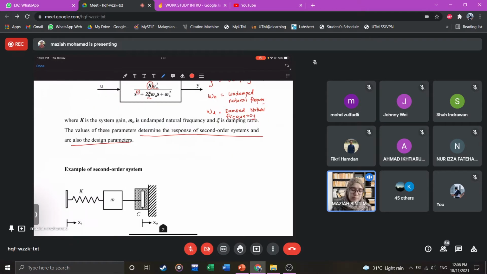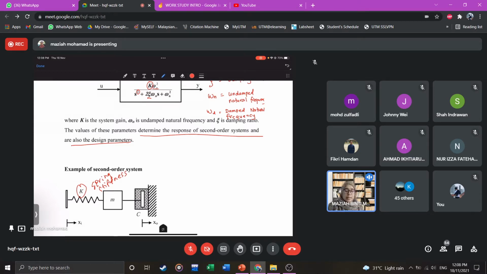K here is the spring stiffness. Okay, there is a different K. Stiffness, mass, and damper, that's what we call design parameters, because we need to design the value. We need to choose the value for stiffness, mass, and damping coefficient. So based on K, M, and C, it will determine the value for K, zeta, and omega n.